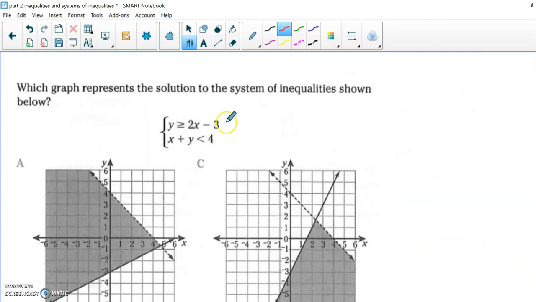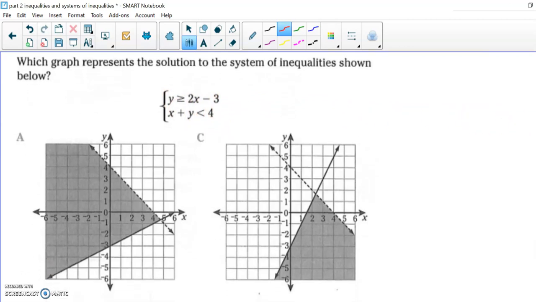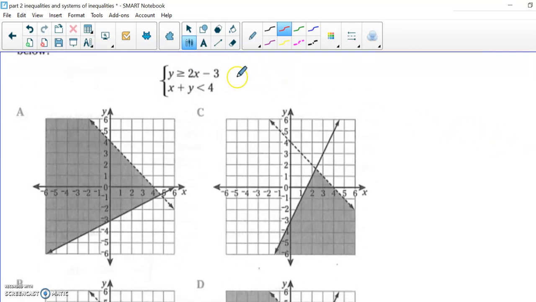Okay. Now let's go ahead and graph two lines. So the first one's in slope-intercept form. So I'm going to start with that one, and maybe we don't even have to do the second one. We'll find out. So it looks like I need a line that's going to hit the y-axis at -3, and that's my y-intercept, and that's going to be a solid line because it has the bar there.